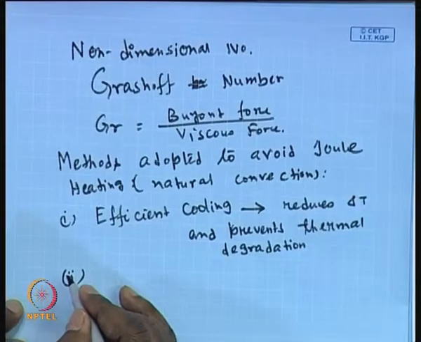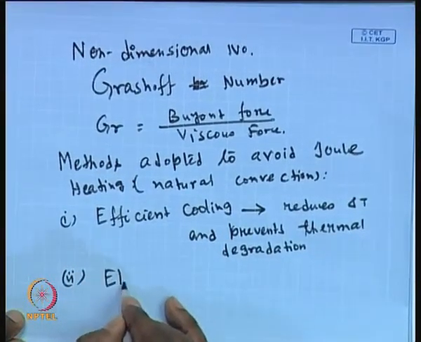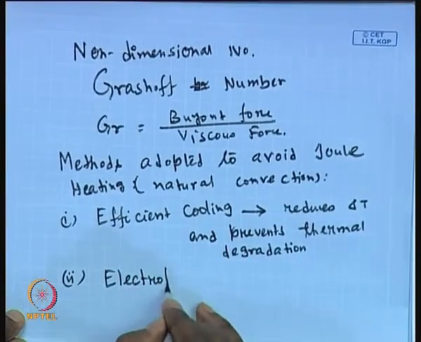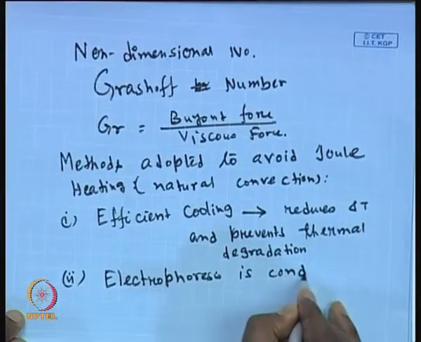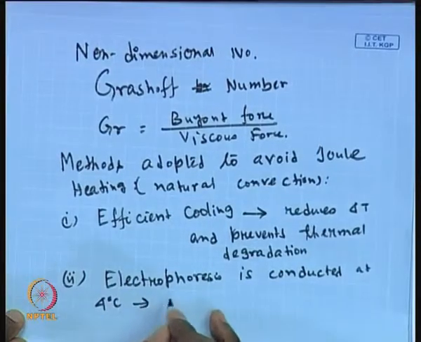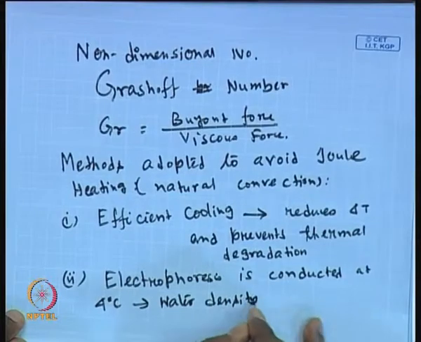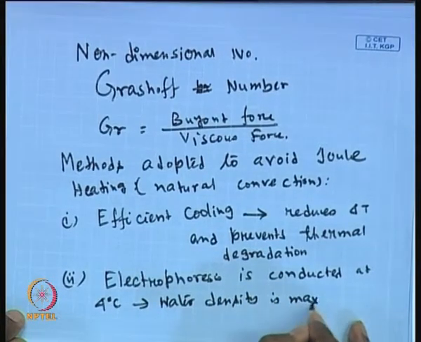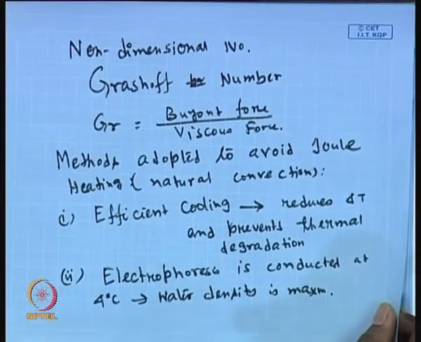Secondly, electrophoresis is conducted at 4 degrees centigrade where water density is maximum. So, if you conduct the experiment at 4 degrees centigrade, since the density is maximum, the change in density will not be much. Okay. In that case, you can curb down or control the convection effect.